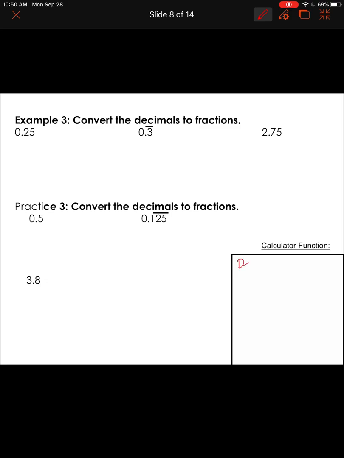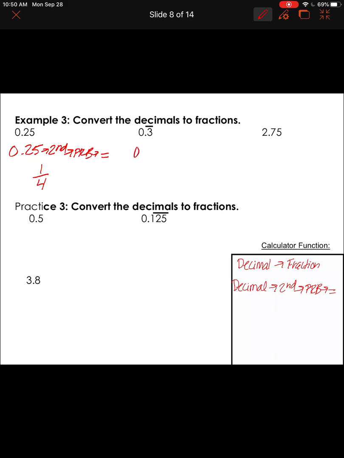So we're going to put our decimal in the calculator. And then you're still going to hit your second button, PRB button, then equals. Okay, so if I have 0.25, I'm then going to put in second PRB equals, and it'll change it to a fraction of 1/4.